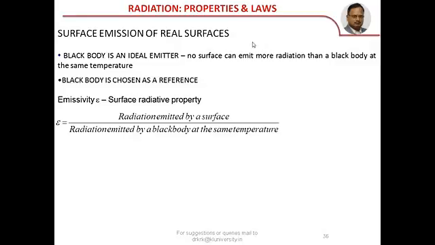The surface emission of a real surface is also an important factor in the calculation of radiation heat energy. We are treating a black body as an ideal emitter, so no surface can emit more radiation than a black body. And a black body is always chosen as a reference to calculate the maximum amount of emitting energy. So with reference to the energy emitted by a black body, if you take the ratio of the energy emitted by a real surface, it is called emissivity. Radiation emitted by a real body to that emitted by a black body at the same temperature is known as emissivity.